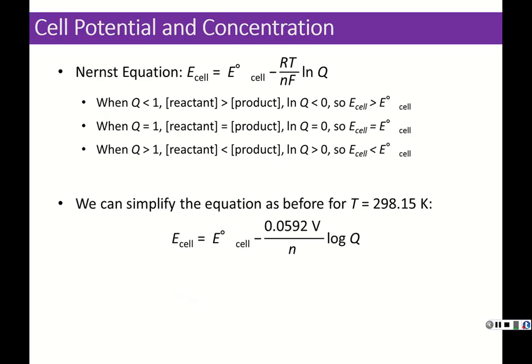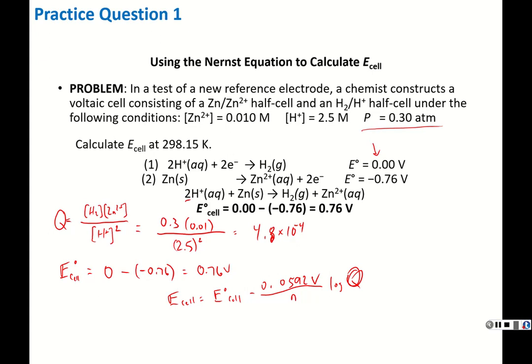And so now we need to determine, okay, what is our N value? So our N value is going to be, in this reaction, we're transferring 2 electrons, so N equals 2. So we can just plug in 2 for that. And then for Q, let's plug in what Q is, 0.76 volts.